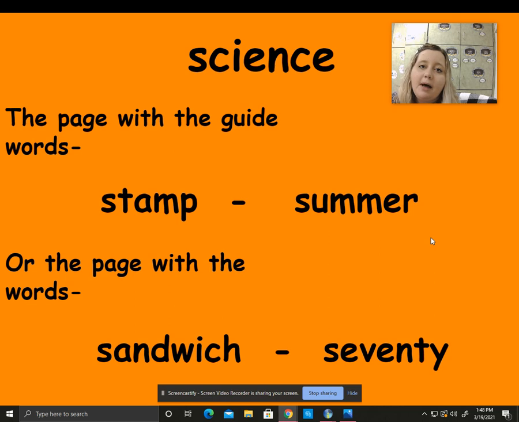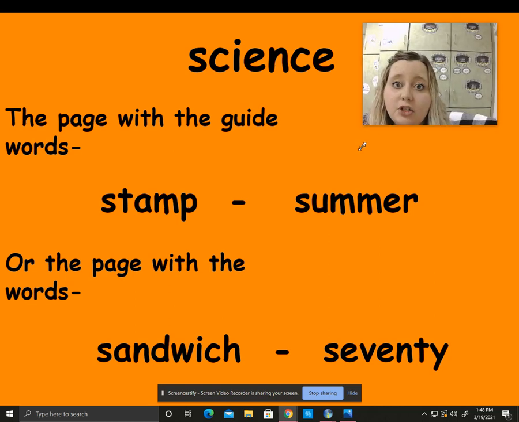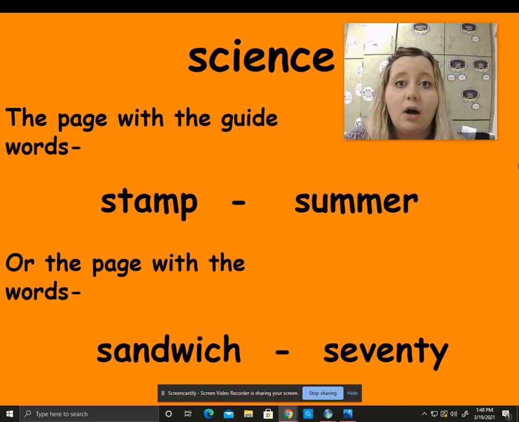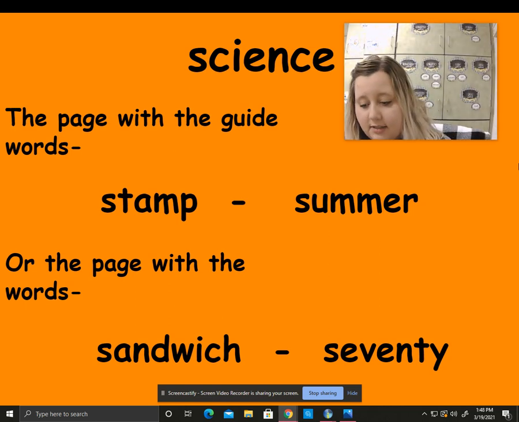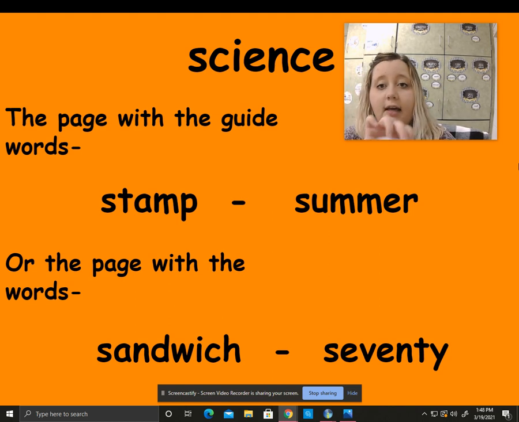I know you guys aren't with me, so I'm going to use a notebook sheet of paper, and then I will do this with you separately. So I have my paper. It's going to be backwards, but what I'm going to do right now is write all three of those words. Stamp, science, summer. Okay, I have those words written.